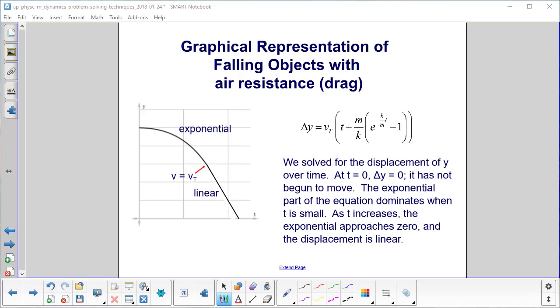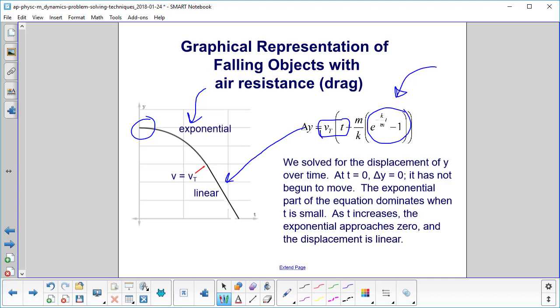So if you wanted to sketch this graph on your own, just looking at the mathematics here, at the equation, at time equal to 0, delta y is 0. It has not yet begun to move. So you're up here. You have no change. Then when you do start moving, the exponential part of the equation will dominate when t is small, which explains why we have the exponential decrease here. As t increases, this term here is going to approach 0, and your displacement now will be linear. It will just be this term right here, the v times t, and that's why you get the linear portion of this equation.